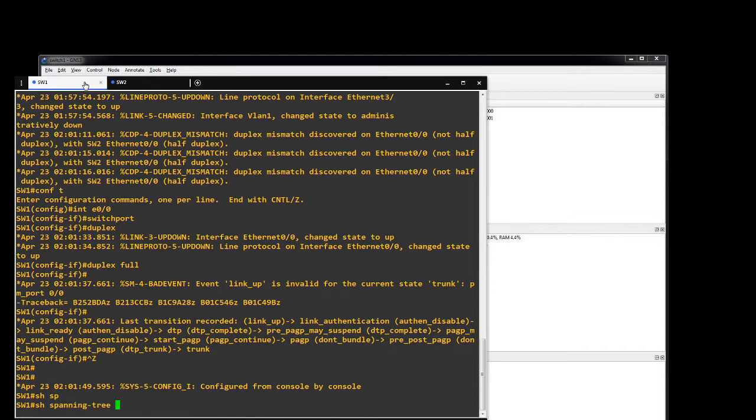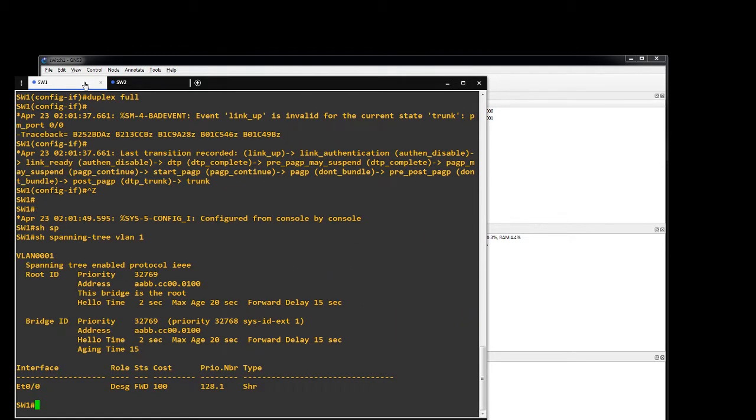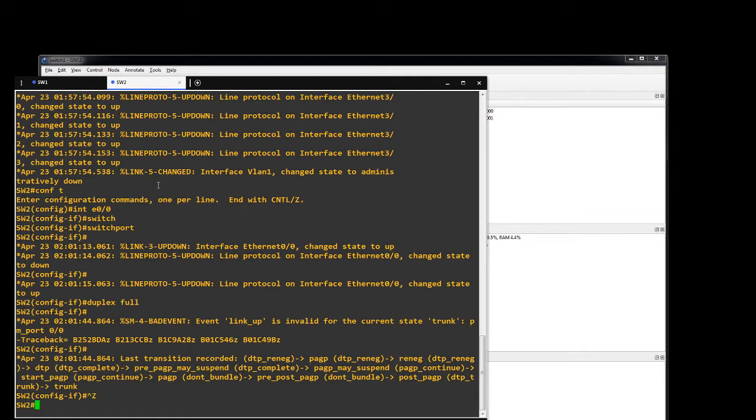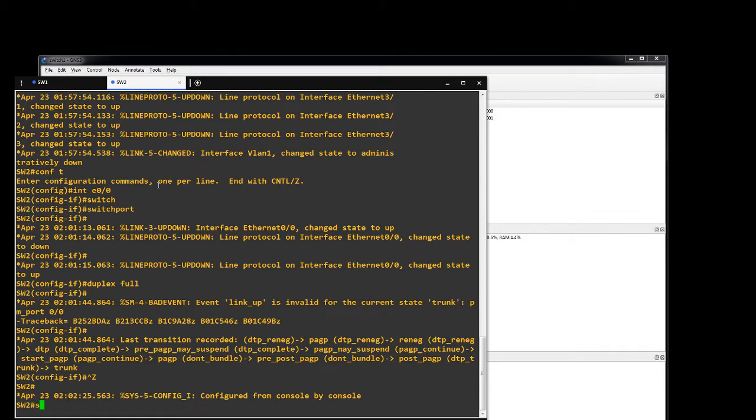To find out, we just show spanning-tree, the VLAN number. One is the default VLAN that all ports are in. This bridge is the root. The default priority is 32768 plus the VLAN ID, which in this case is 1. So if we go to the other switch, it's going to point to the same one.